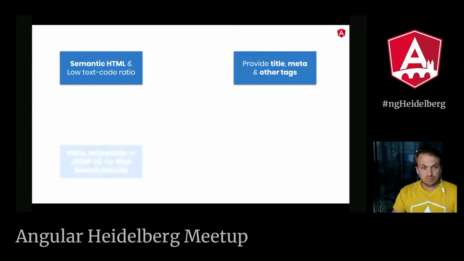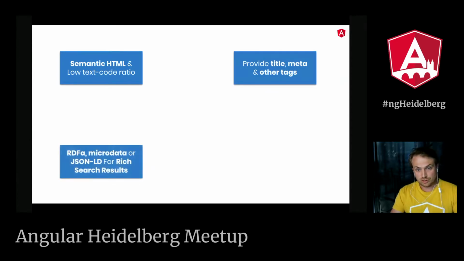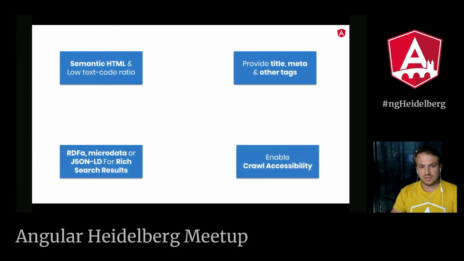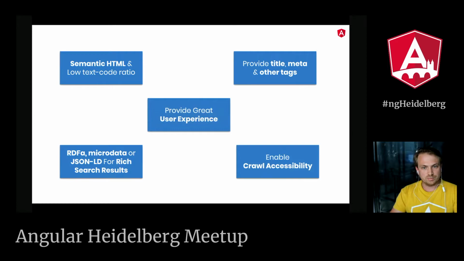We can implement features that enable rich search results by using RDFa, microdata, or JSON-LD. And we can enable perfect crawling accessibility, which is a very crucial part for search engine optimization. And in general, we should always provide a great user experience to our users.